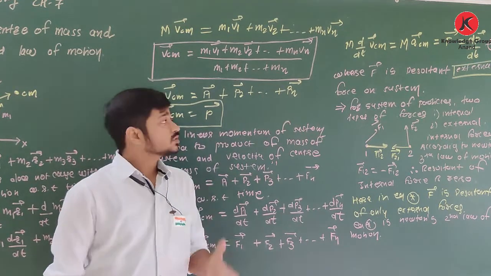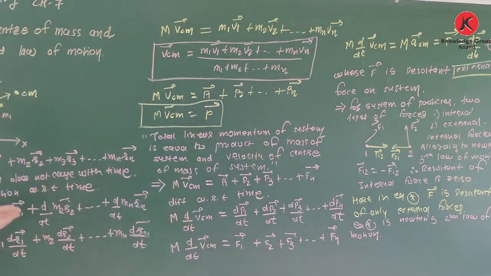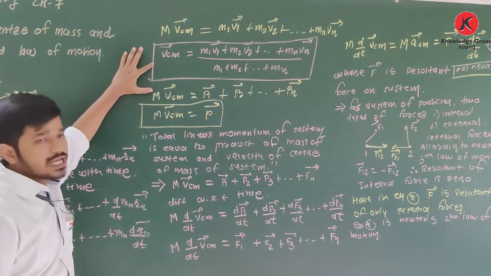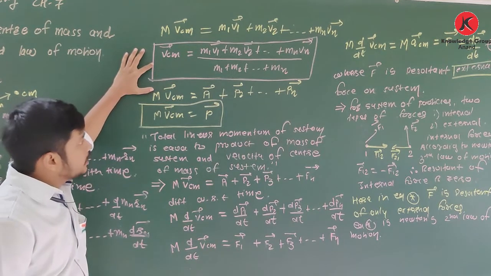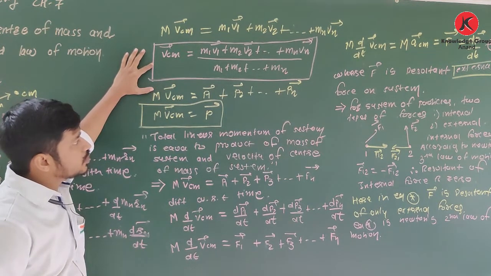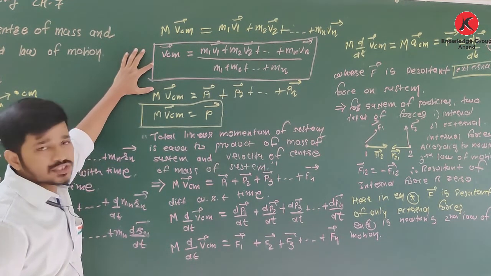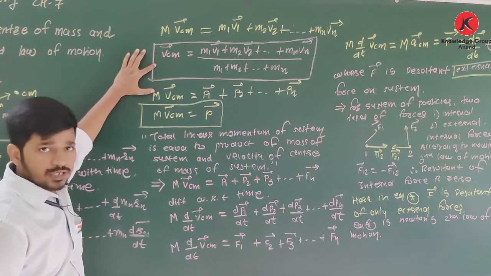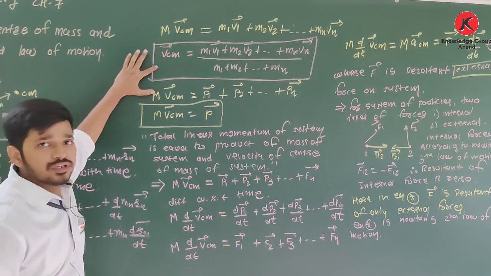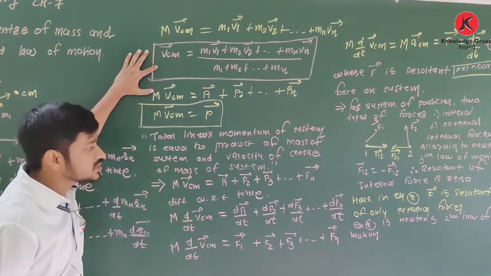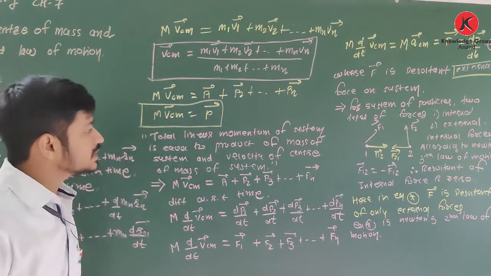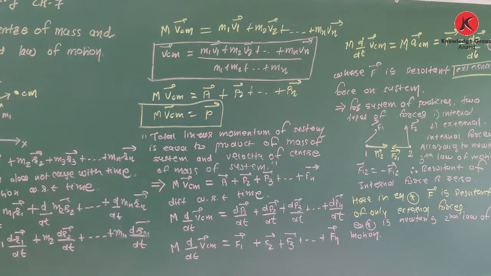Clear about this? So yes, it is one whole theory, that is motion of center of mass and Newton's second law of motion. You have to remember three equations like this: R center of mass is m1r1 plus m2r2 plus and so on up to mnrn upon m1 plus m2 plus and so on up to mn. Second, of velocity, and third, of acceleration. Clear about this? So yes, it is one whole theory.